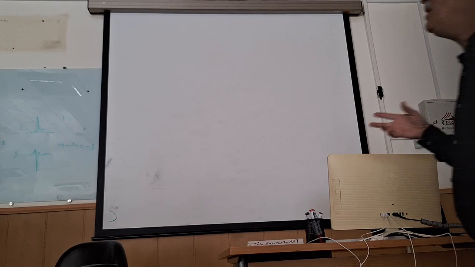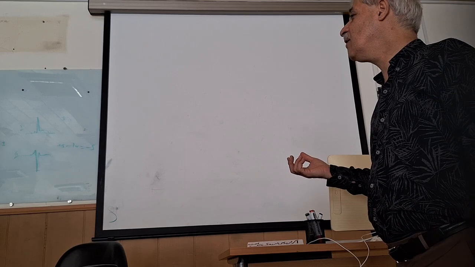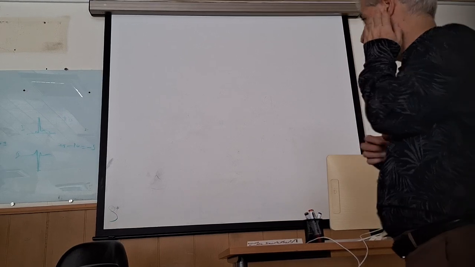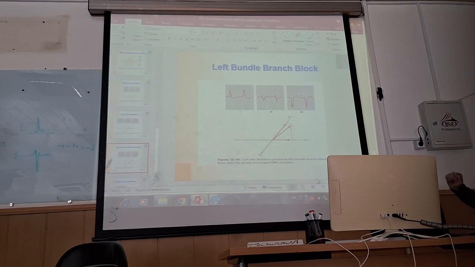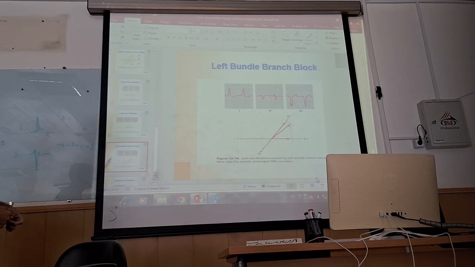How much is the normal time duration for the QRS complex? Take a look at the QRS complex. Is it normal or not? It's not normal. How many small squares does a normal QRS complex have?